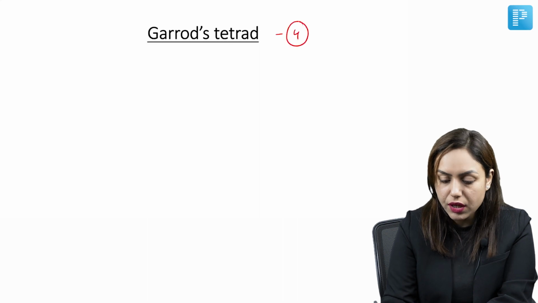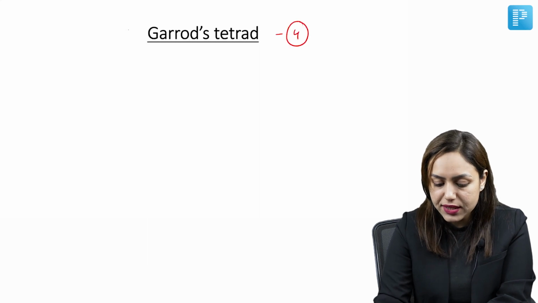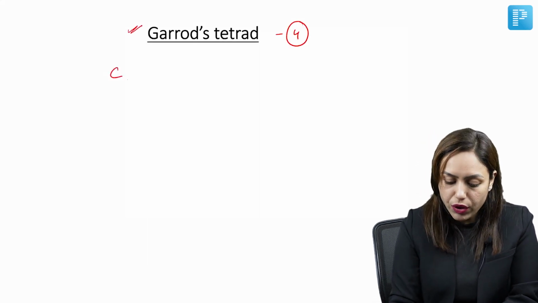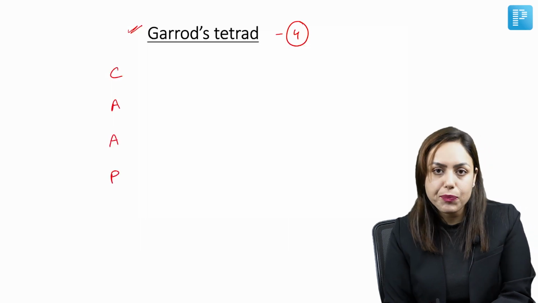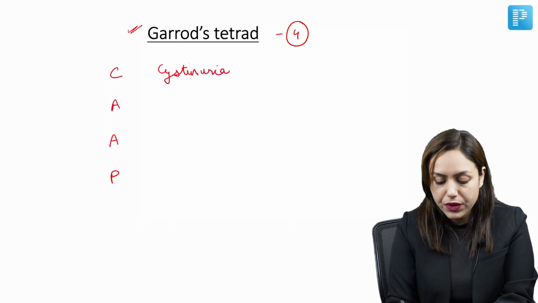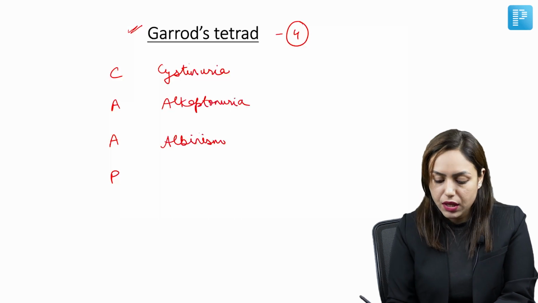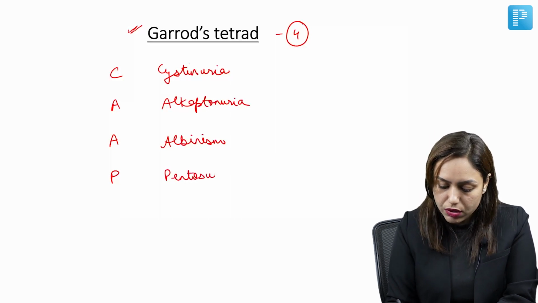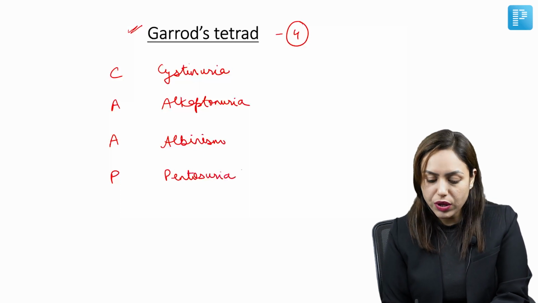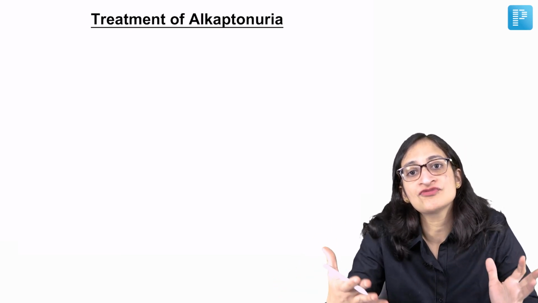Now let's also do Garrod's tetrad. There are 4 diseases in Garrod's tetrad, grouped together because these were all discovered by the scientist named Garrod. So the mnemonic is CAAP, cap. C for cystinuria. A for Alkaptonuria. Then the next A is albinism. Then P is pentosuria, essential pentosuria.